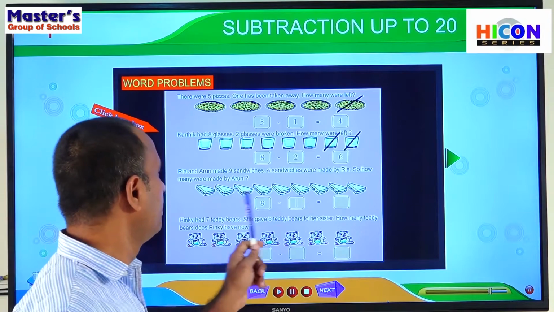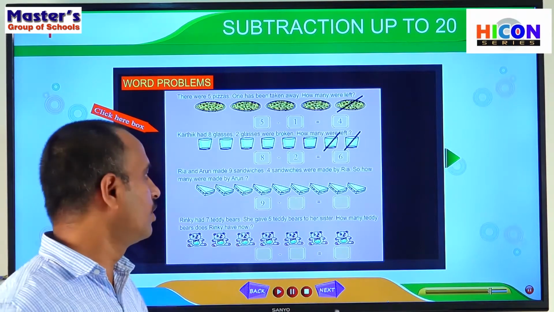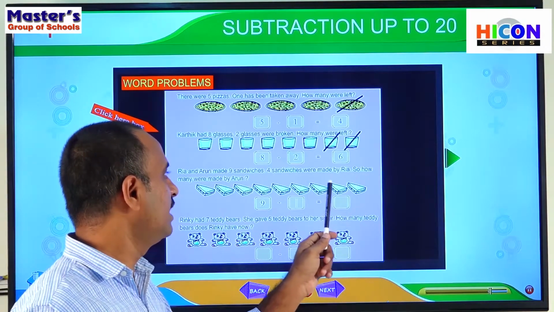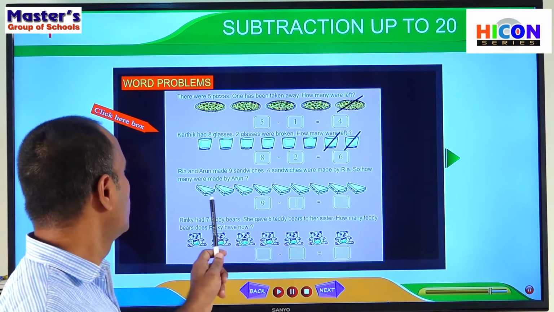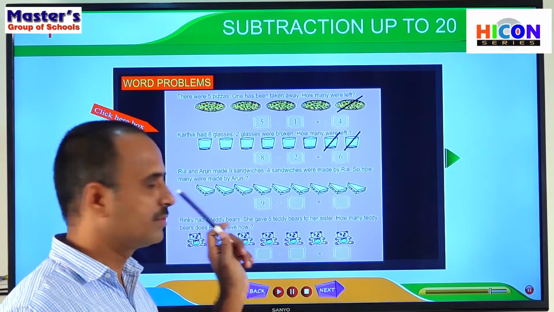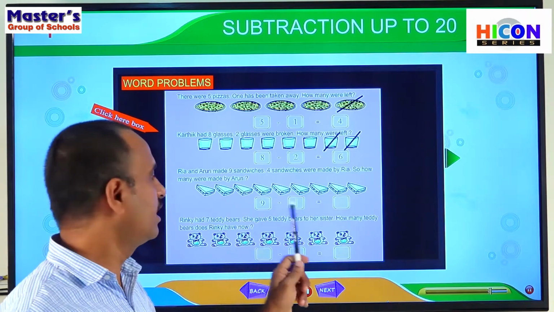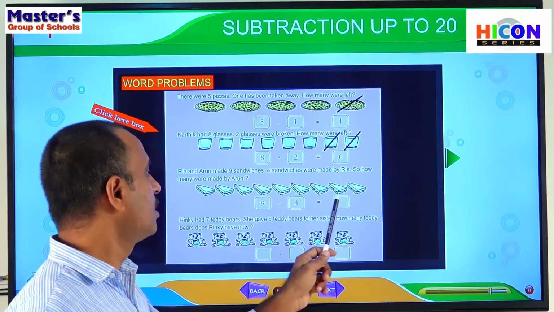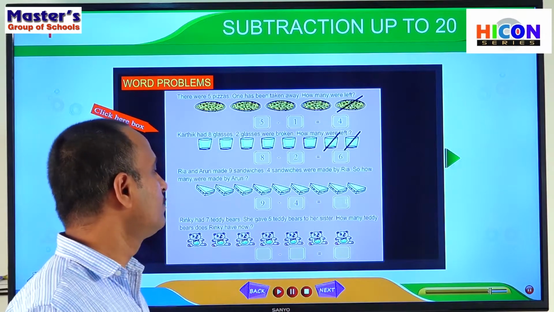So, among 9 sandwiches, 4 sandwiches were made by Riya. So, take away 4 from the 9. So, if we strike off 4 sandwiches, how many were left there? So, let us count 1, 2, 3, 4 and 5. So how many are taken away? 4 are taken away. So, write 4 in this box. So, if you take away 4, how many are left there? 5 are left there. So, write 5 in this box.